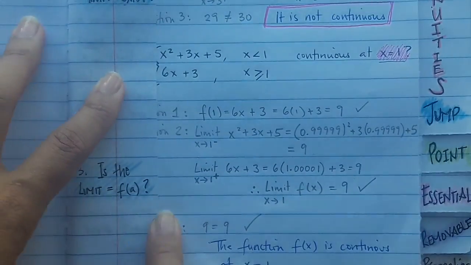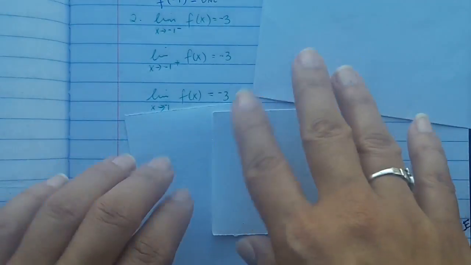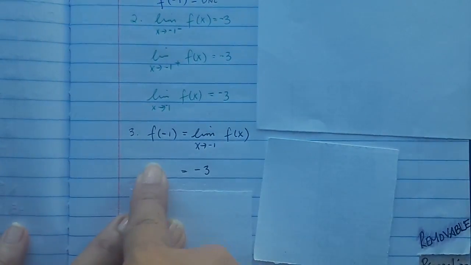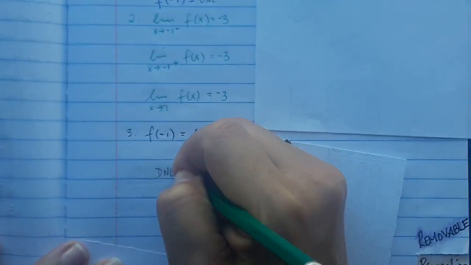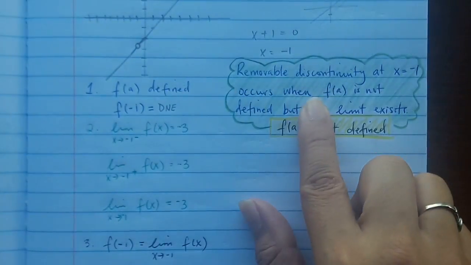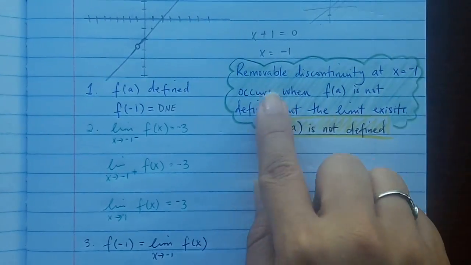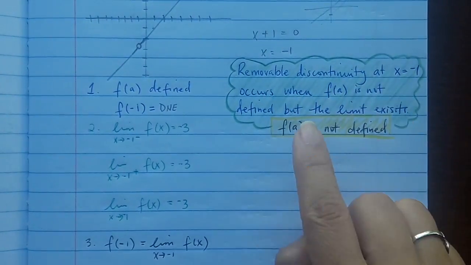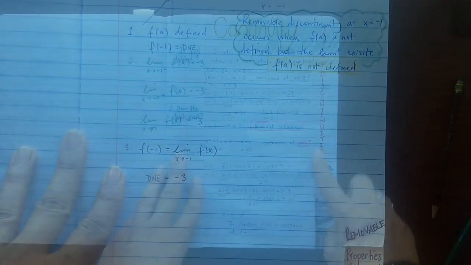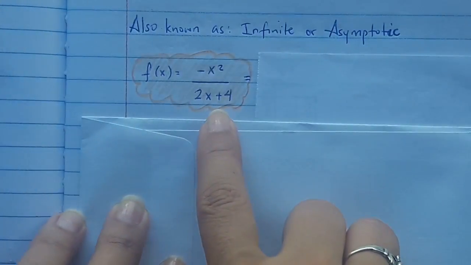Then the last thing is: is the limit equal to f of a, so is the function defined? No, it's not, because there's nothing that is defined. So I can't look at that. So a removable discontinuity happens at x equals negative 1, which is when f of a is not defined, but the limit exists. So a removable discontinuity is f of a is not defined, but the limit exists.